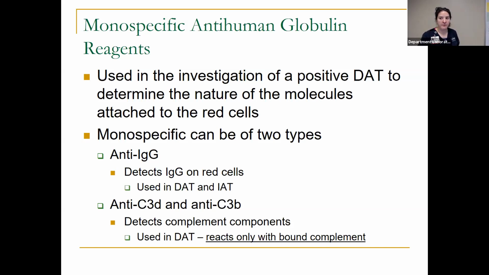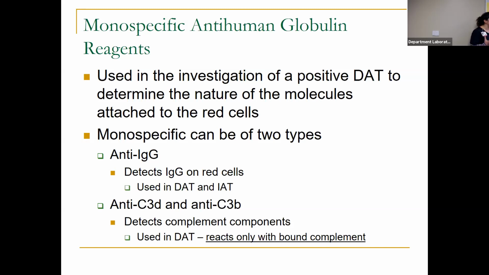And your monospecific can be two types, IgG or complement. So when we think about doing the DAT, we worry about complement in the DAT, we do not worry about complement in the IAT, okay? So in the IAT, in the indirect antiglobulin test, we're looking for any unexpected IgG antibodies. Okay, so complement is typically not a concern in the IAT.